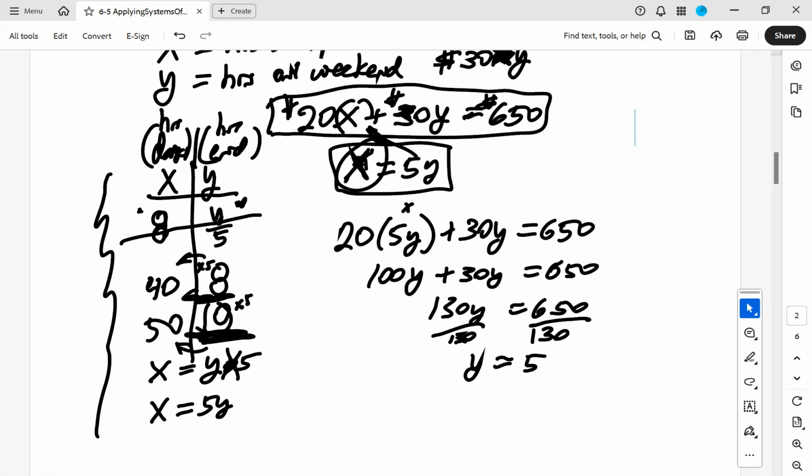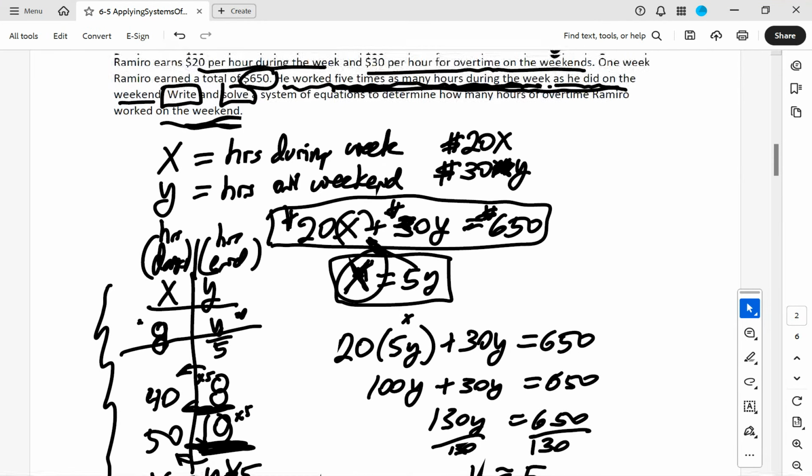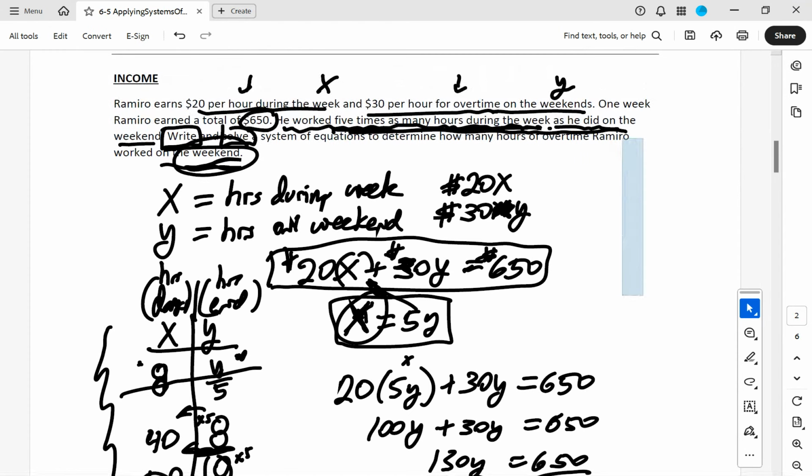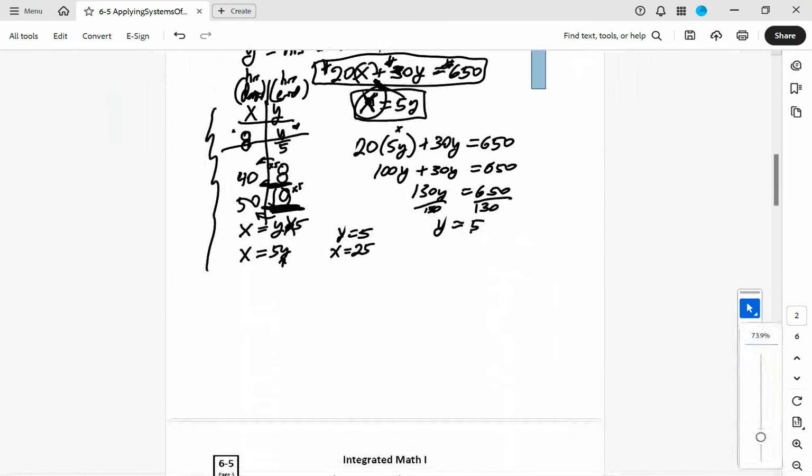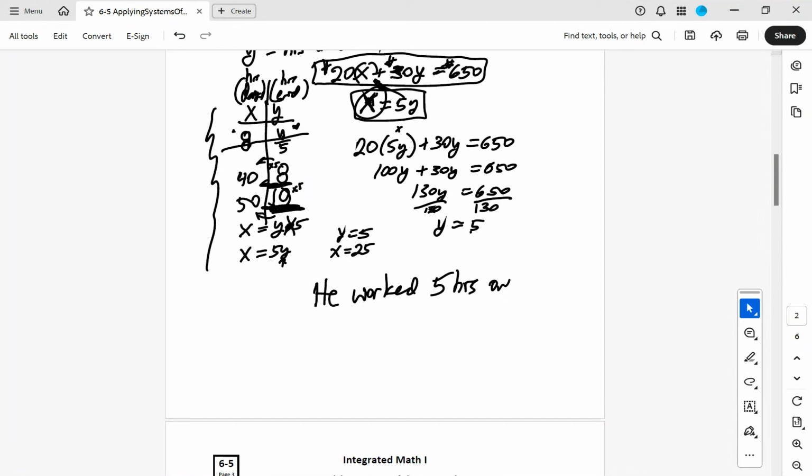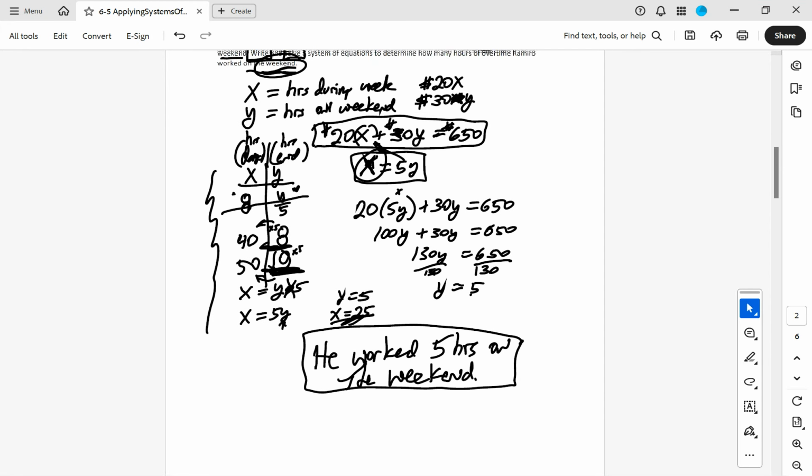So we get that Y would be 5 and X would be 5 times 5. So that's the number of hours that we worked on the weekend and on the weekday. And the question was just the weekend. So the answer would be he worked 5 hours on the weekend. So I didn't even really need to figure out that X equals 25. I just like doing it.